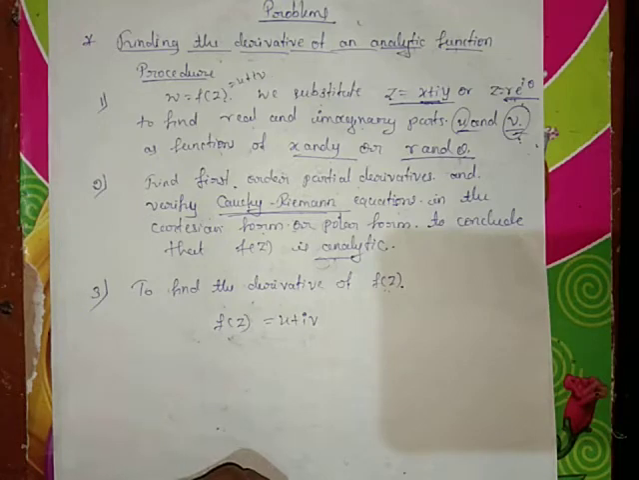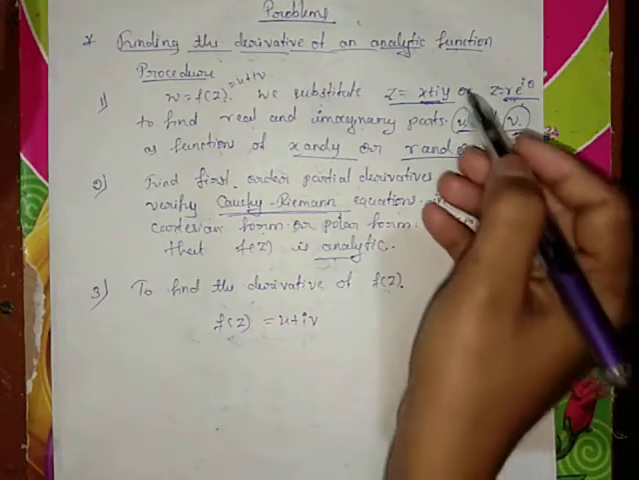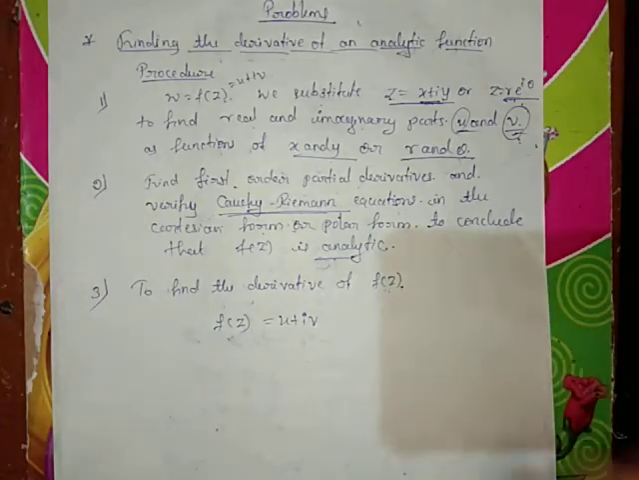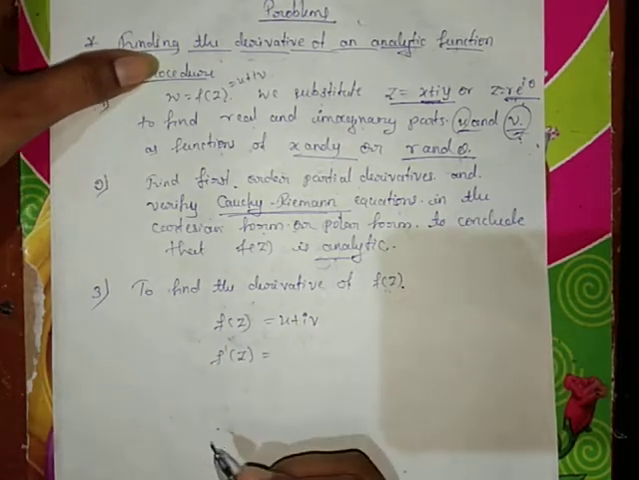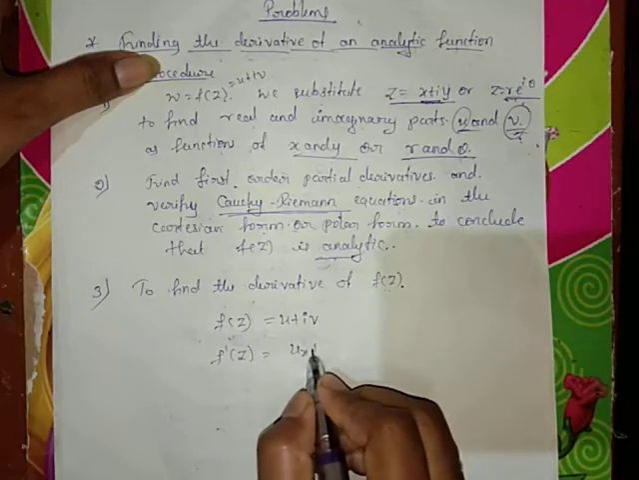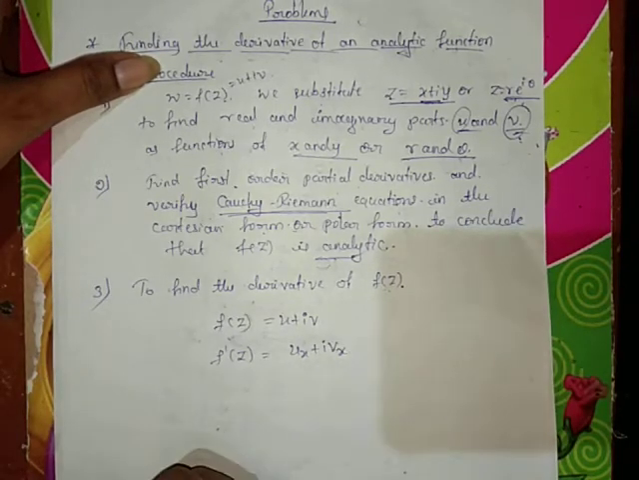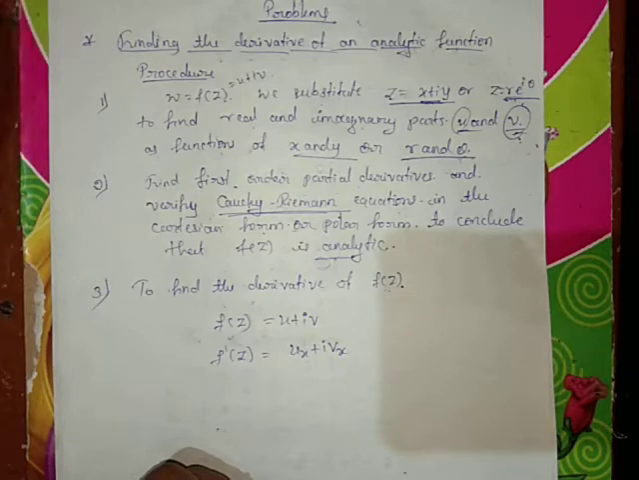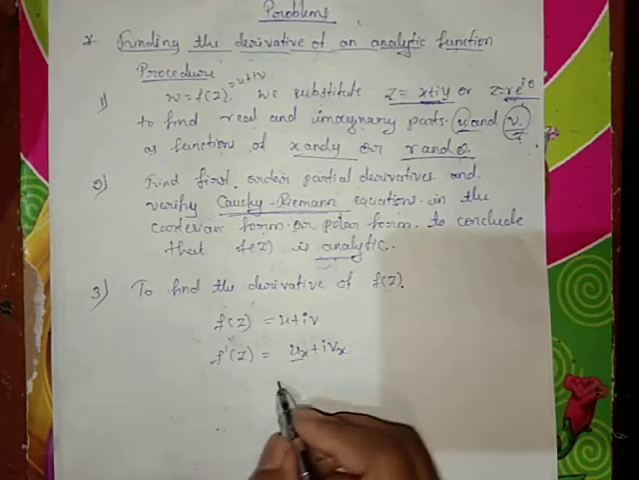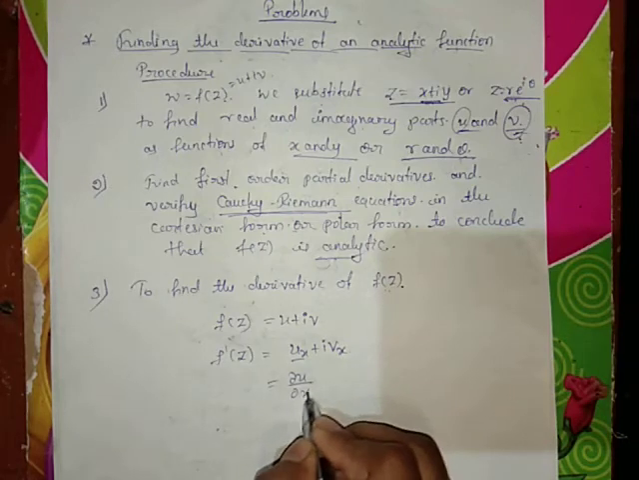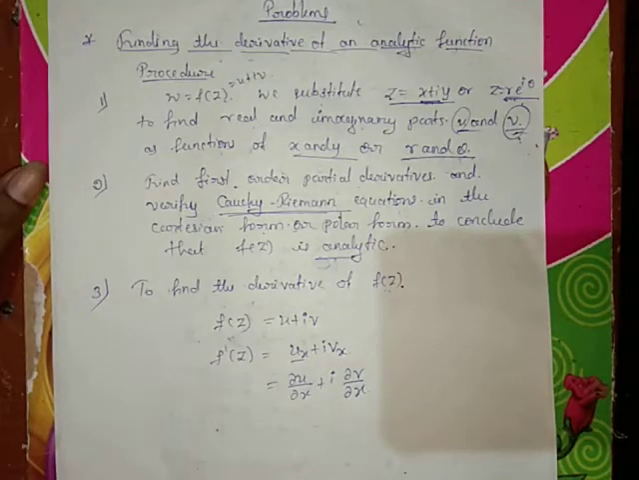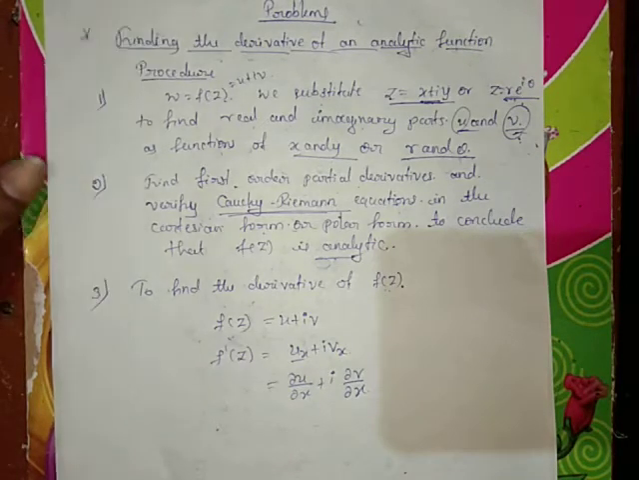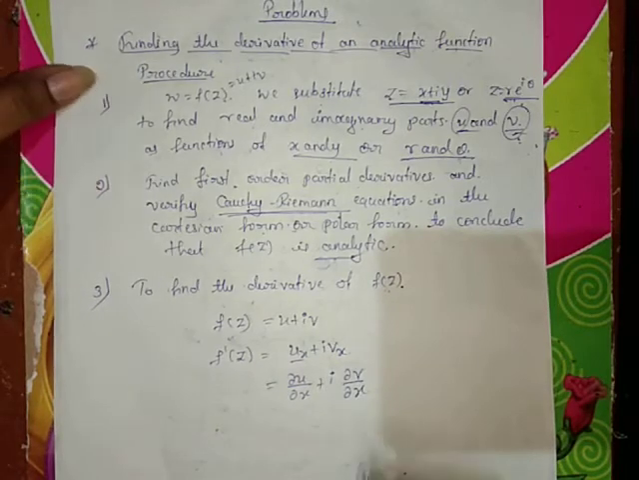If you want to find the derivative in terms of the Cartesian form, that means if you take substitutions of all the terms in the Cartesian form, then you have to find f dash also in terms of the Cartesian form. So here f dash of z equals ux plus i vx. Here ux is nothing but dou u by dou x, plus i into dou v by dou x. So that is your derivative f dash of z.